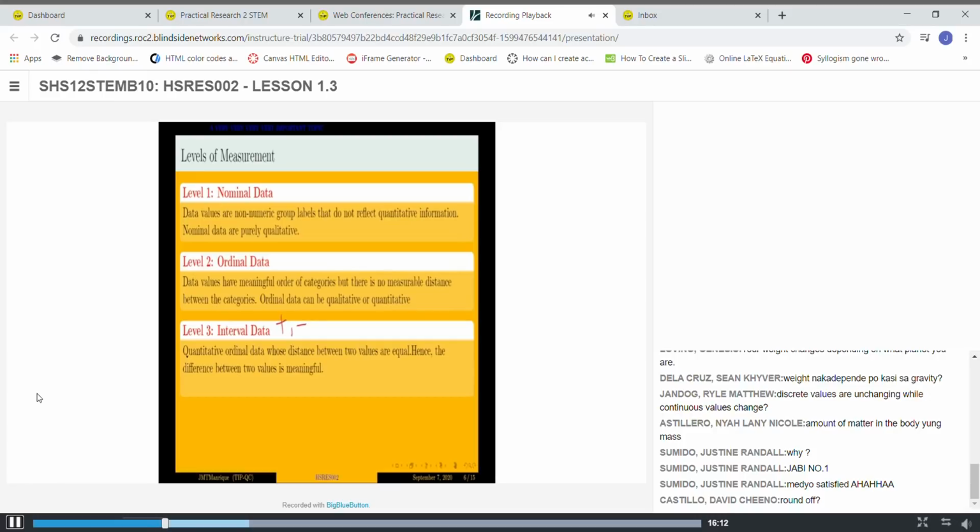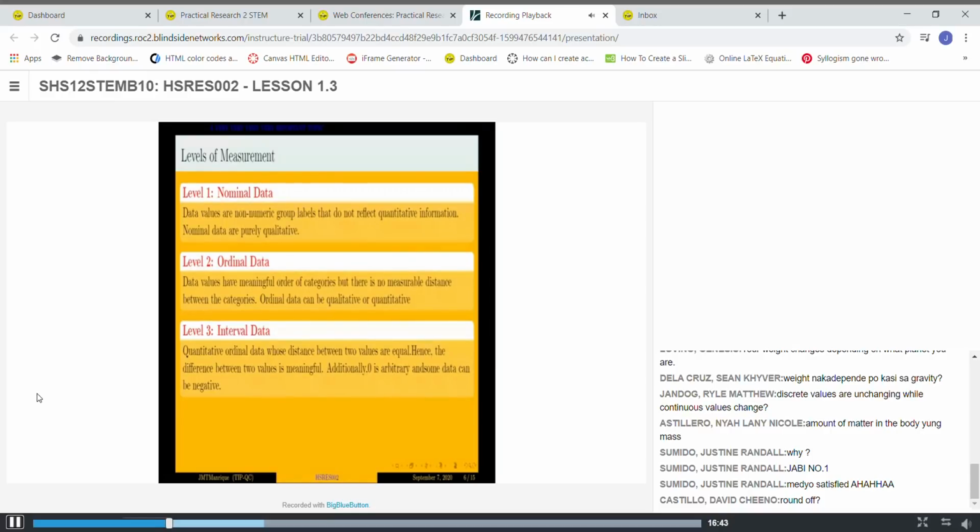Another characteristic of interval data is that zero is arbitrary. What do we mean by arbitrary? Arbitrary means pabago-bago. In interval data, the meaning of zero is not constant, is not fixed. Pabago-bago siya. And at the same time, interval data can be negative. Okay? It can be negative.